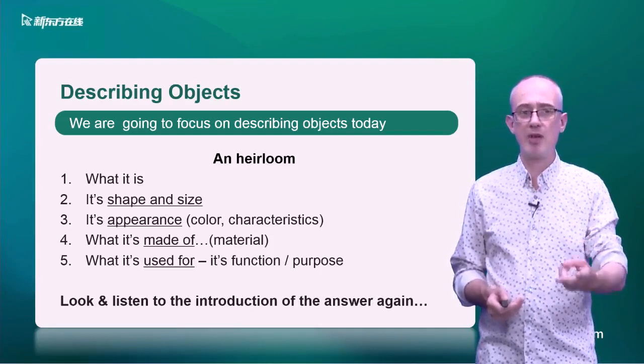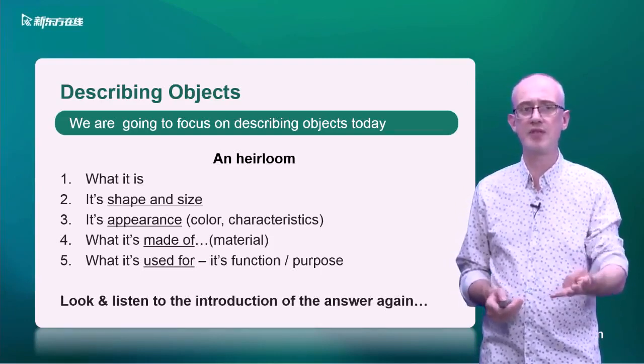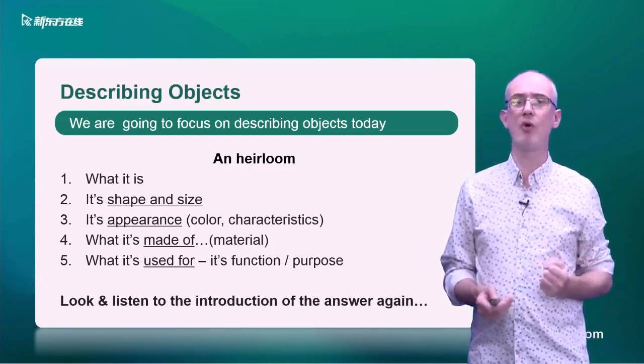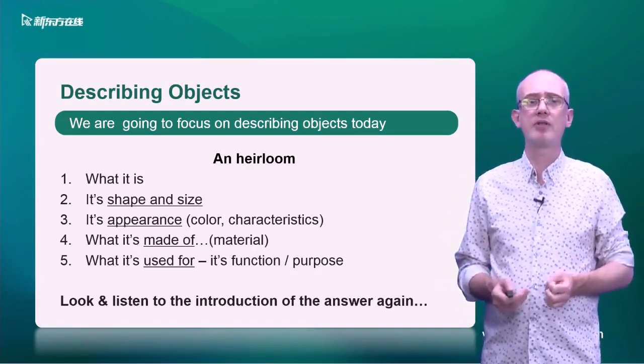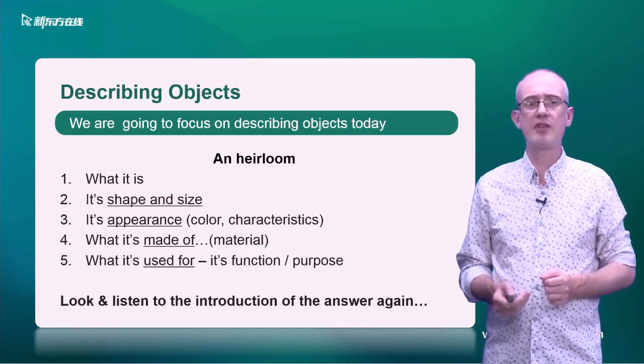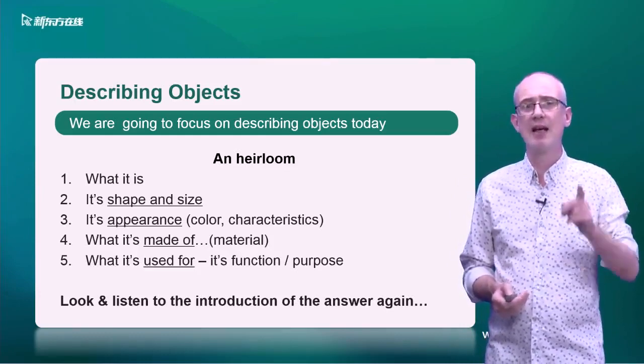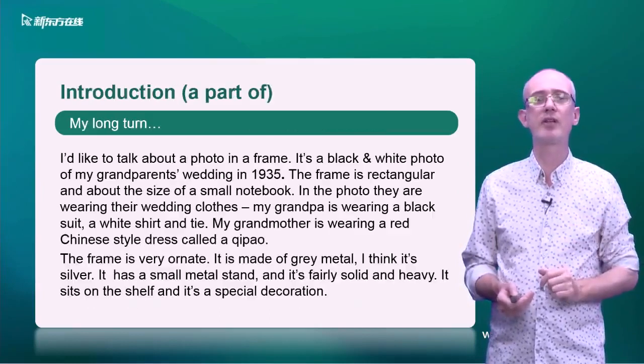What it is, shape and size, appearance, what it's made of, what it's used for. A good 4-step, 5-step formula for when you have to describe something. Look and listen to the introduction to the answer again and think how I follow these 5 points.